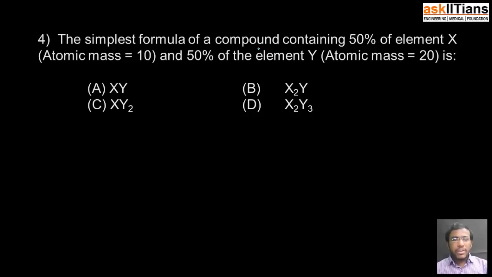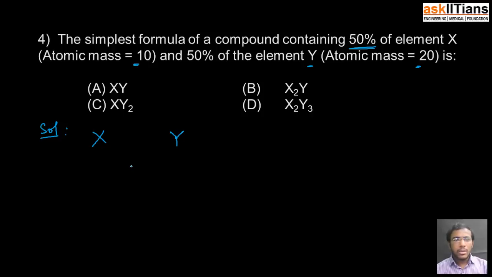The simplest formula of a compound containing 50% of element X, whose atomic mass is 10, and 50% of element Y, whose atomic mass is 20, is. Okay. So let's decode the question. Let's understand the question first, and after that we'll see how to solve it. Here the formula is asked, and the compound contains two elements. One is element X and the other is element Y.